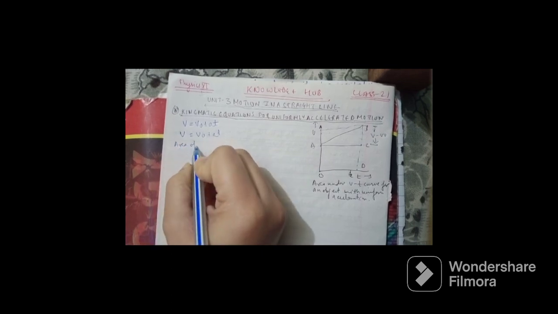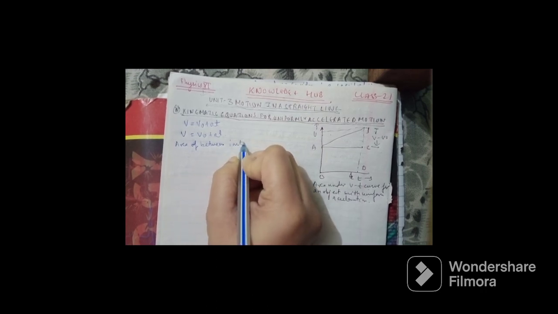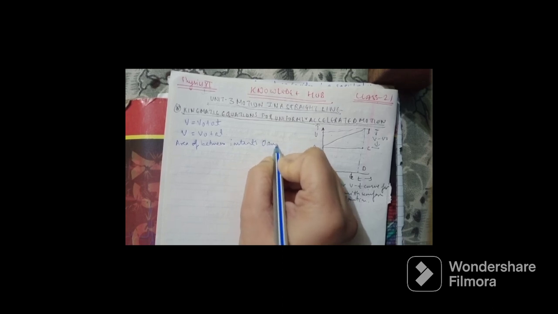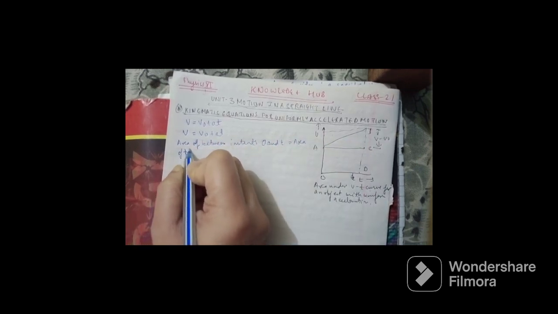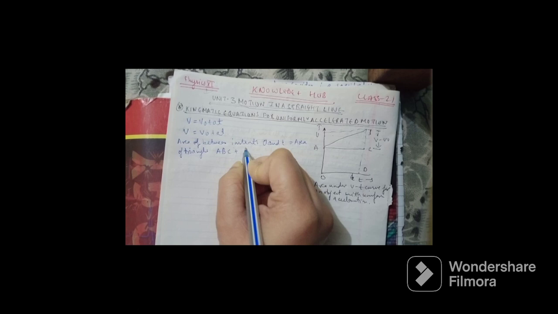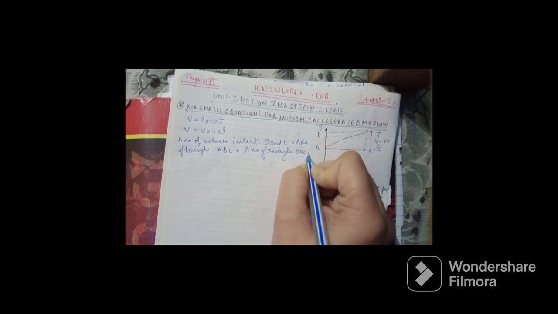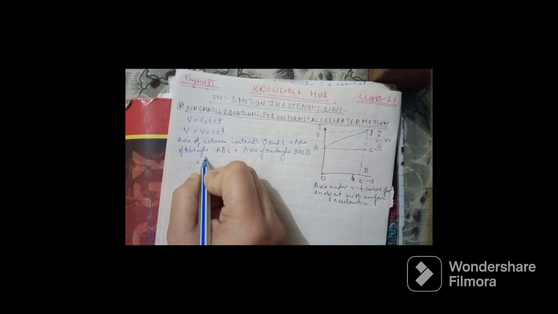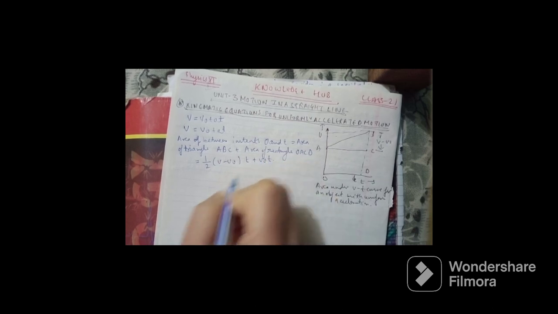So the area between instants 0 and t equals the area of triangle ABC plus the area of rectangle OACD, that is equal to half (v minus v naught) t plus v naught t.